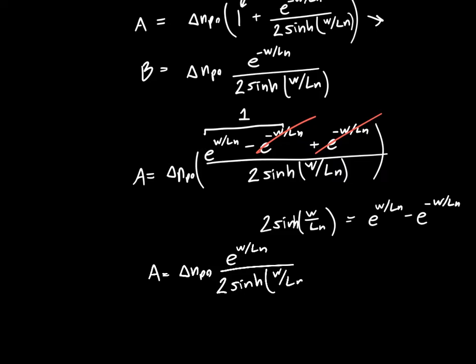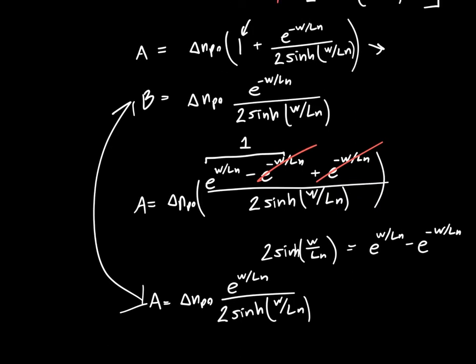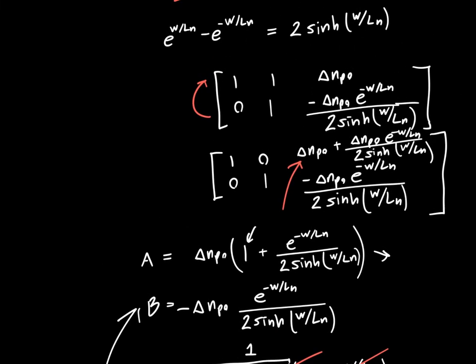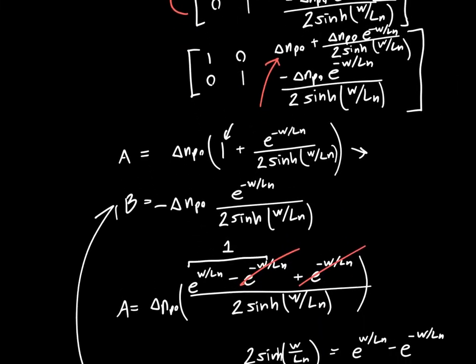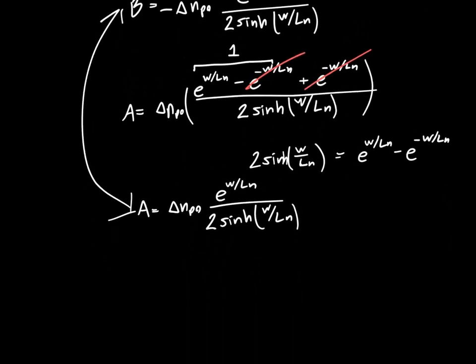And so A and B look really similar, except B has a minus w over ln up top, and A has a plus w over ln up top. Also, I just realized that B should actually have a negative out front. I'm not sure where I dropped that. Oh, yeah, I just forgot to write it in. It does have a negative in the matrix form.